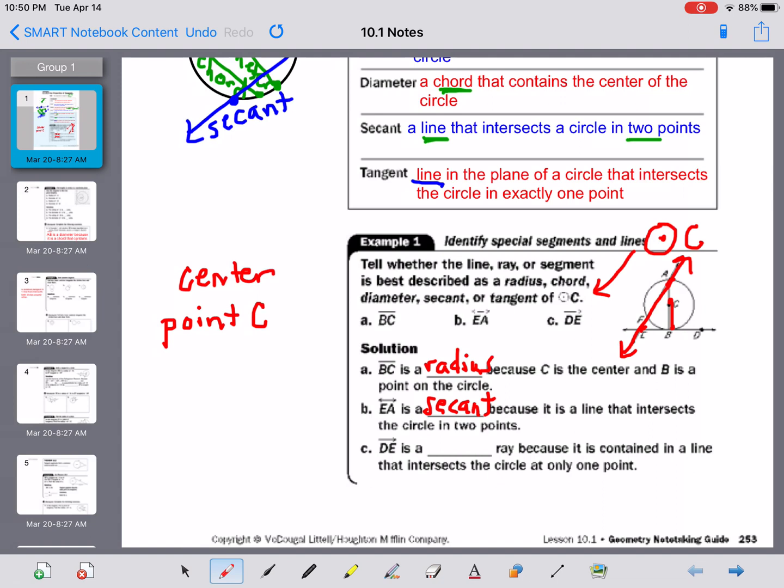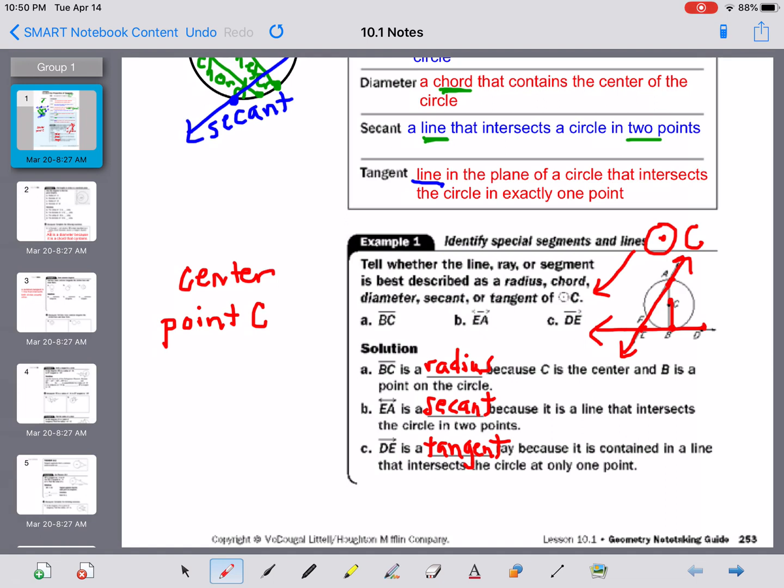And then finally our last one is ray DE. So it starts at D and it goes to E and it keeps going that way with our arrow going through the E. It looks like it touches the circle exactly once at point B there, so that will make that one a tangent. And notice this one's a ray. I could also call it line DE and it would still be a tangent line or a tangent ray. Could be a segment if I just called it segment DE.